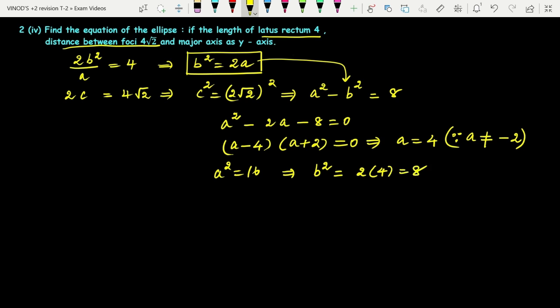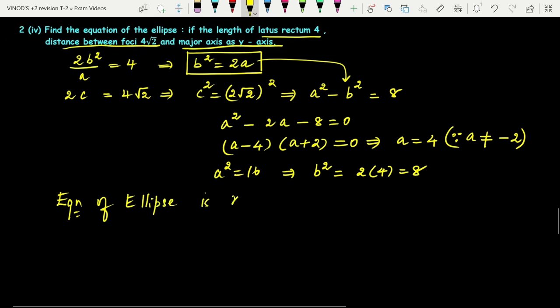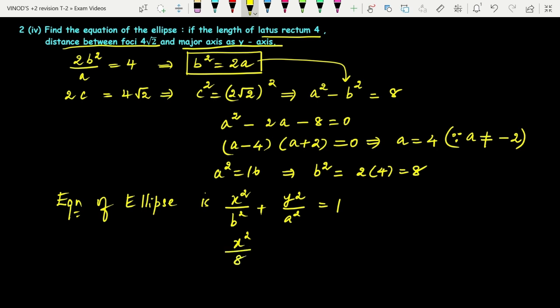Because you know this a square and b square value, and the major axis is the y-axis, the major axis as y-axis means the equation of a vertical ellipse. So the equation of a vertical ellipse is x square by b square plus y square by a square is equal to 1. Now what is your b square value? 8. So x square by 8. The a square value is 16. So plus y square by 16 is equal to 1 is the equation of the ellipse.